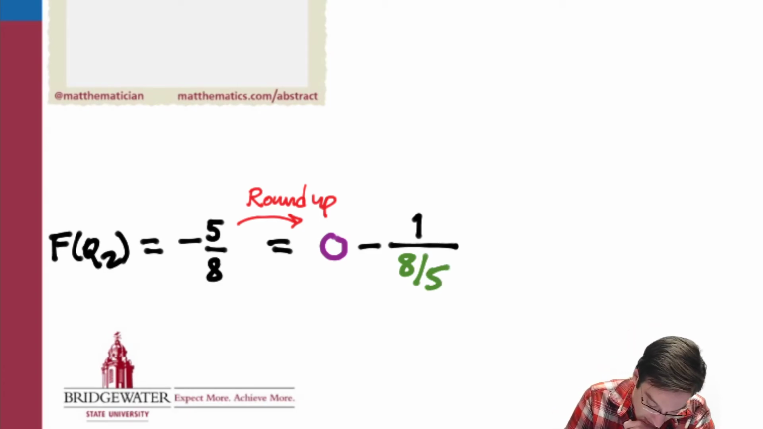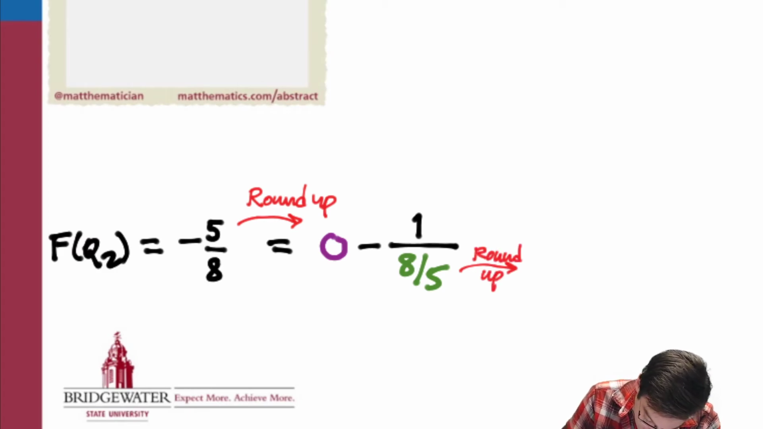And then the next step, I'm going to take that 8/5 that I just wrote down and round it up also to the next largest integer. Well, when I round up 8/5 to the next largest integer, that is 2.